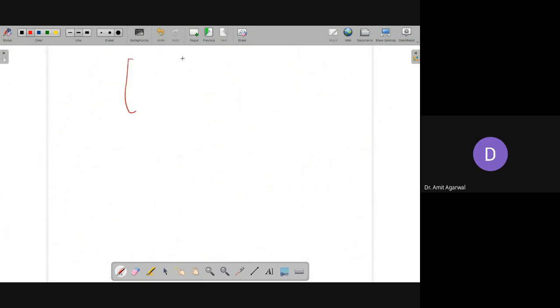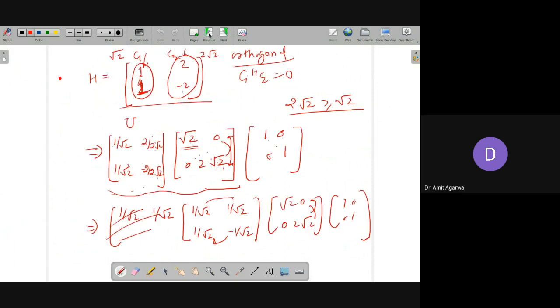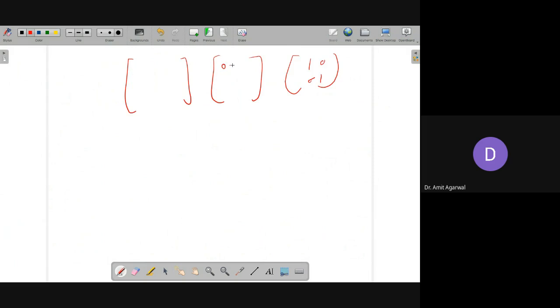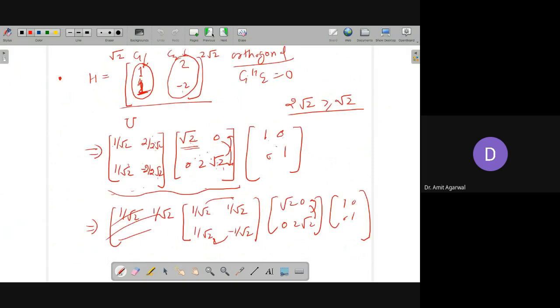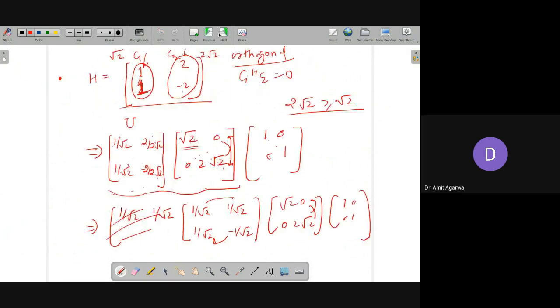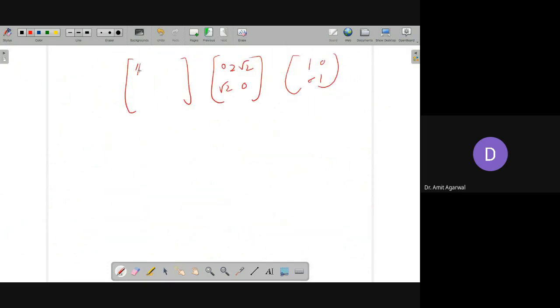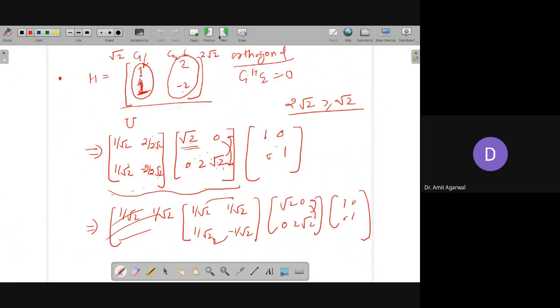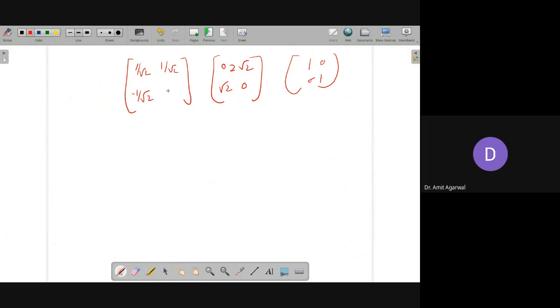So once we swap the rows, 0 to root 2 will come above and root 2 comma 0 will come down, and we have to one by root 2, 1 by root 2. Correct? Is this clear? Yes, sir.